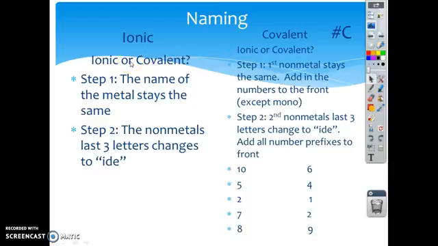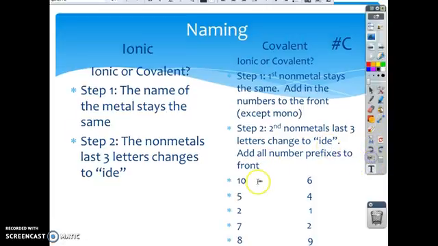Alright, so here are some good steps for you. First of all, determine if it's ionic or covalent. If it's ionic, the name of the metal stays the same, and the non-metal's last 3 letters change to IDE. If it's covalent, the first non-metal stays the same, so like oxygen, and you add a number to the front unless there's only one of them, which would be mono. And your second step is that the second non-metal's last 3 letters change to IDE, and you add your number prefixes in the front. Let's review those real quick.